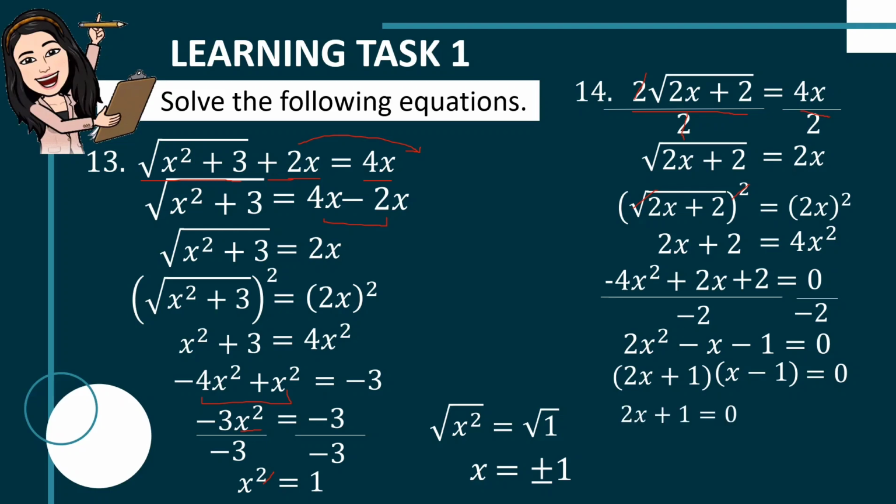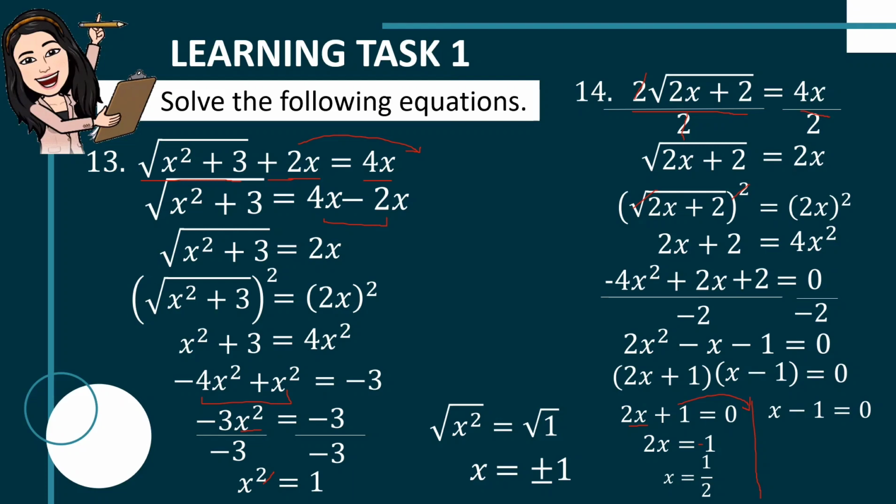Now, i-equate natin both into 0. Magkakaroon tayo ng 2 equations. Isang 2x plus 1 equal to 0. Naalala pa ba to in solving quadratic equation? I hope so. So, x minus 1 is equal to 0. Now, let us find the value of x. So, 2x is equal to, ang 1 ay ita-transpose natin. So, this will become 2x is equal to negative 1. Tama ba? Okay, so 2x.